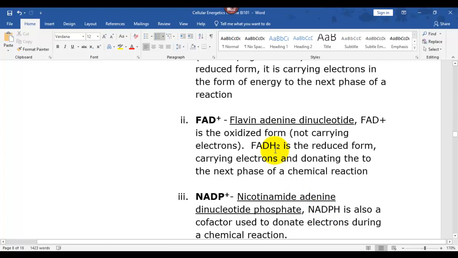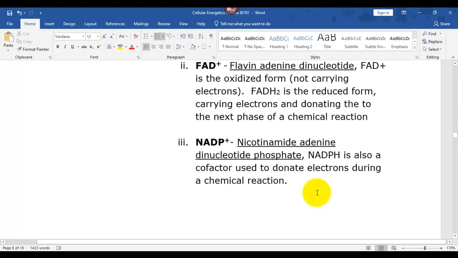Now, NADP+. This is nicotinamide adenine dinucleotide phosphate. This one is used in certain anabolic reactions. It's used during photosynthesis. This is the oxidized version. This is the reduced version when it's been loaded up with electrons and it's ready to carry that energy and those electrons to the next part of the reaction.